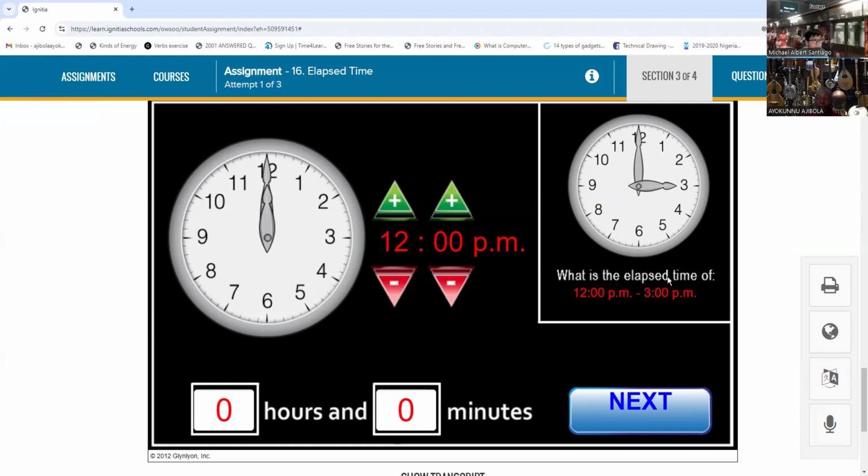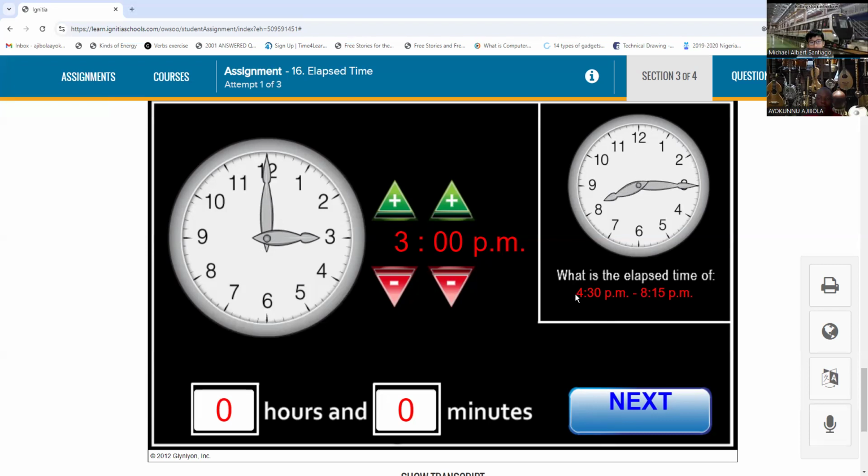So what is the elapsed time of 12 p.m. to 3 p.m.? That's 3 hours, right? Yes. 3 hours, 0 minutes, okay? That'll be 1 p.m., 2 p.m., and 3 p.m. No minutes, so that's 3 hours, 0 minutes. It said this is correct. So let's go to the next one.